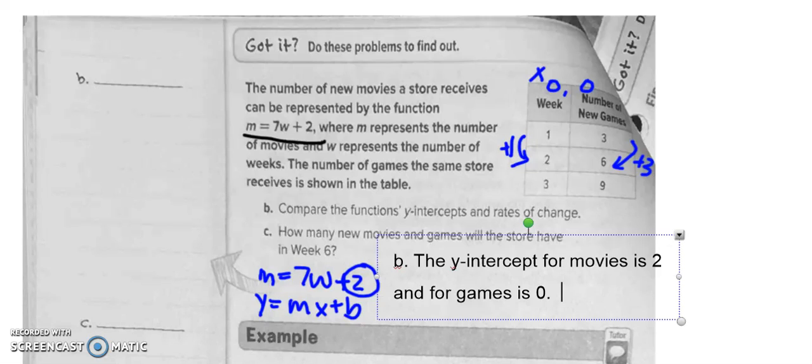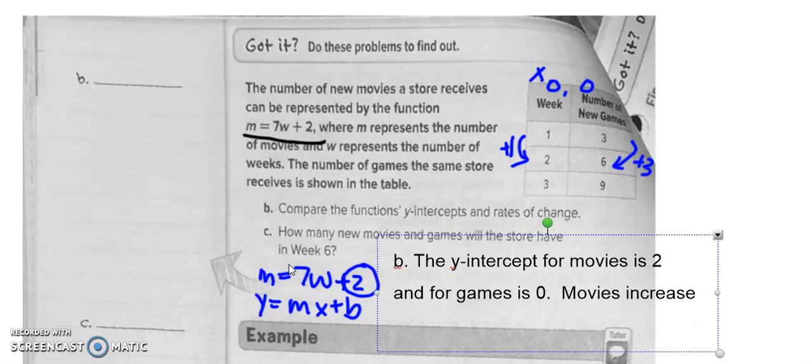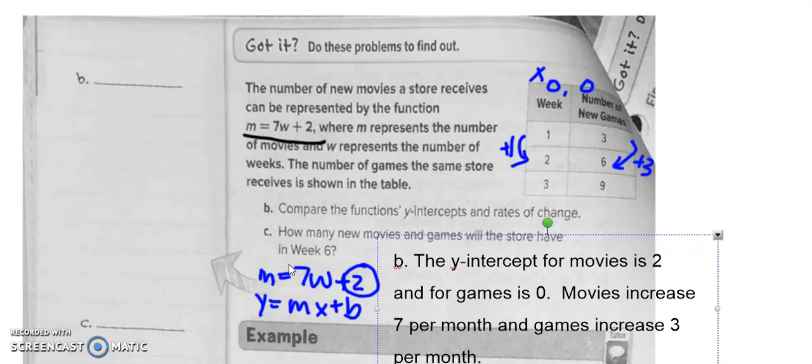And then the rates of change. So we could see the rate of change every week. We're adding 3 new games, and in the equation every week we are adding 7 new movies. Okay, so movies increase 7 per week, and games increase 3 per week.